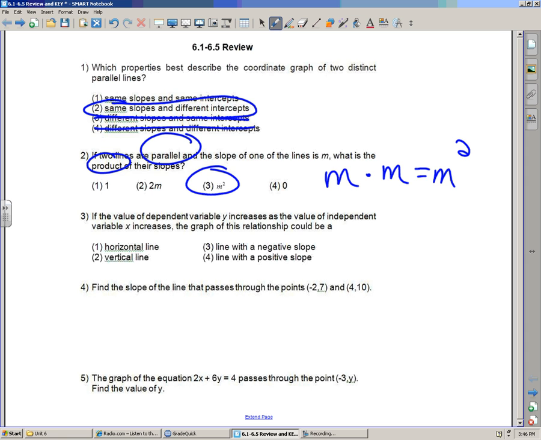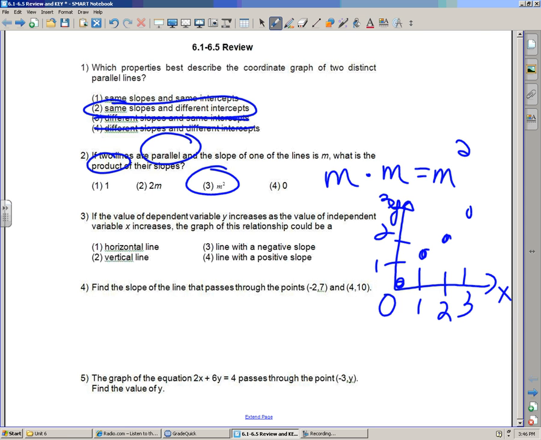If the value of the dependent variable y increases as the value of the independent variable x increases as well, the graph of the relationship would be. Well, if we give ourselves just a first quadrant grid, x and y, as x increases 0, 1, 2, 3, y increases 0, 1, 2, 3. So we could have (0, 0), (1, 1), (2, 2), something along those lines. You're going to have a line that's got a positive slope, and that's choice 4.